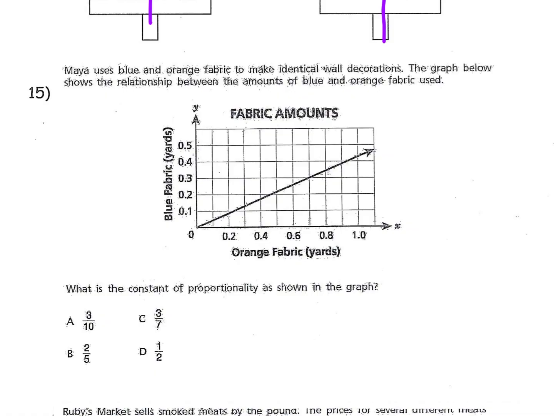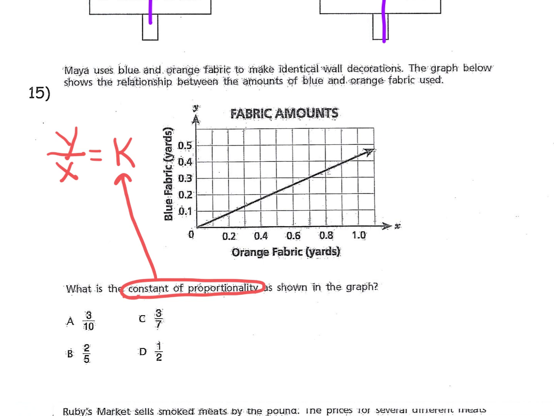Now let's take a look at number 15. We'll correct any problems you've completed on your own at the end of this assignment. Maya uses blue and orange fabric to make identical wall decorations. The graph below shows the relationship between the amount of blue and orange fabric used. What is the constant of proportionality? The minute they ask for that, we know we're going to be looking for Y over X and calculate the K rate, or in other words, the constant of proportionality.